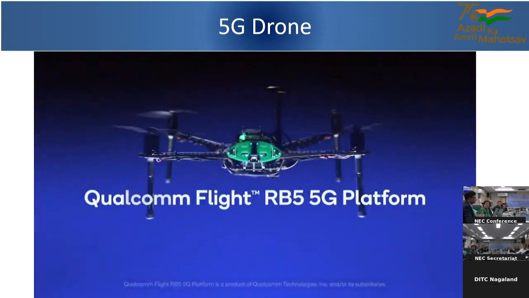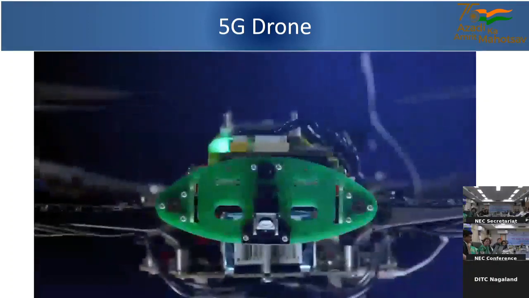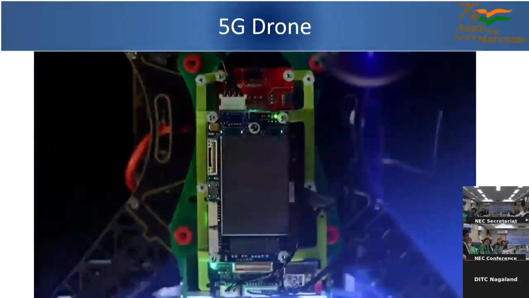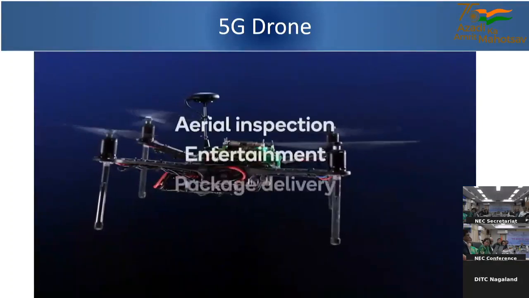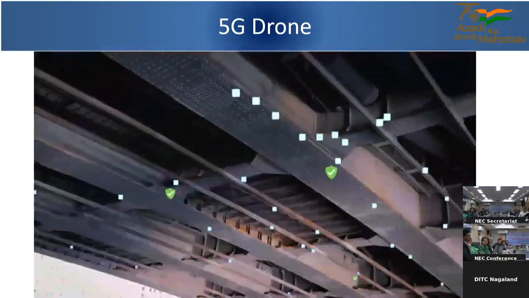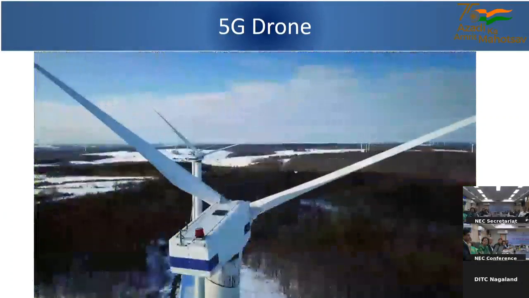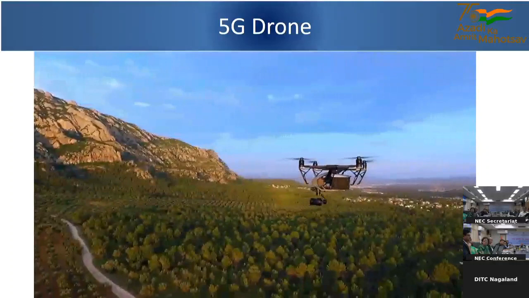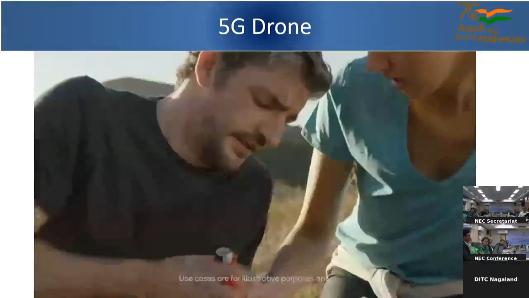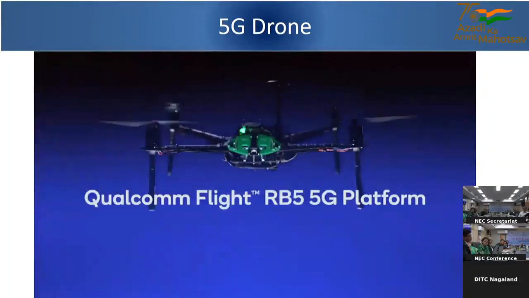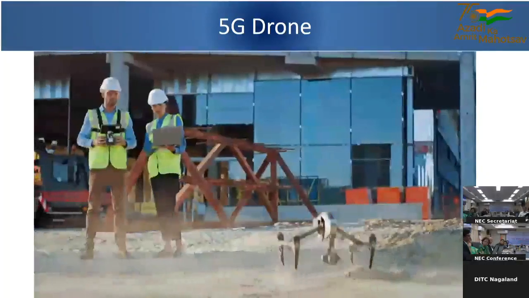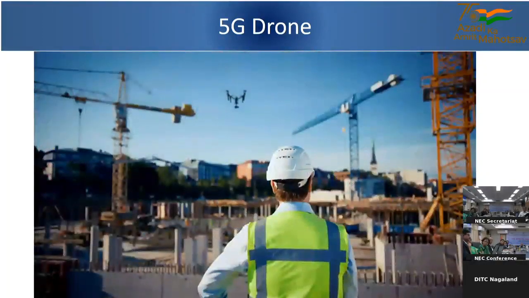Flight RB5 5G platform. The world's first 5G and AI drone platform, offering powerful and efficient heterogeneous computing designed to meet the various drone applications and use cases around the world. From aerial inspections of infrastructure, agriculture, and assets, to the filming of cinematic visuals for entertainment, to delivering packages and mission-critical tasks like first response. The Qualcomm Flight RB5 5G platform lays the foundation for your purpose-built drone and is designed to help your industry take flight.